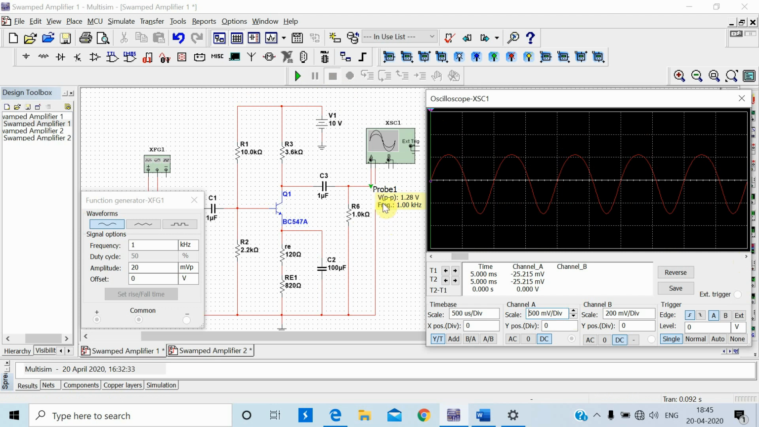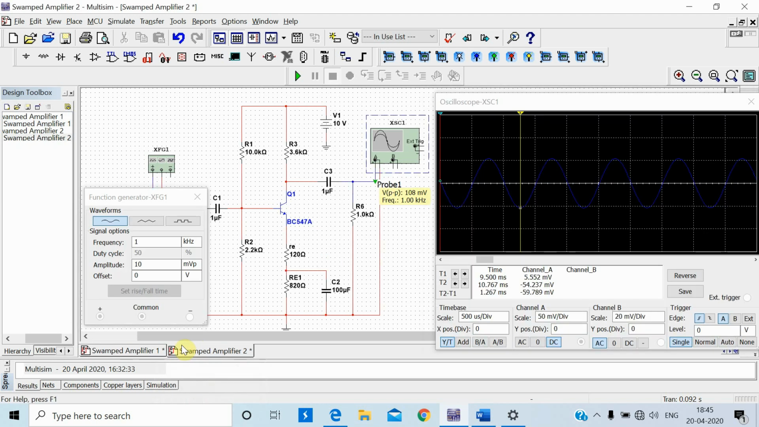So here you can see the peak to peak output voltage is 1.28, and its peak value is 554 point something. Similarly here, the negative peak is minus 735 point something. Yeah, so this we have to note down. And in the second circuit, change the value.